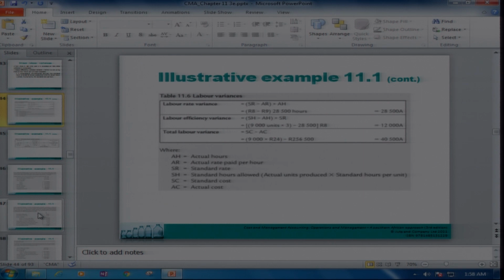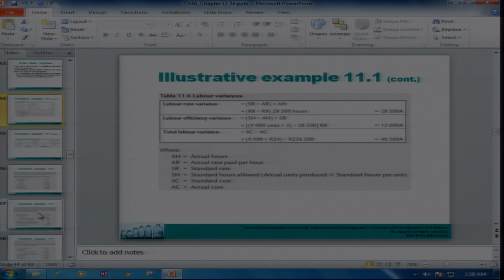And remember, at the end of the day, you have to state whether your variance is favorable or unfavorable. So we have the illustrative example that we have been busy with at the beginning of the term. From that information, we are going to be determining our labor rate, our labor efficiency, as well as the total labor variance. So remember, in order for you to calculate the variances, you need the formula.